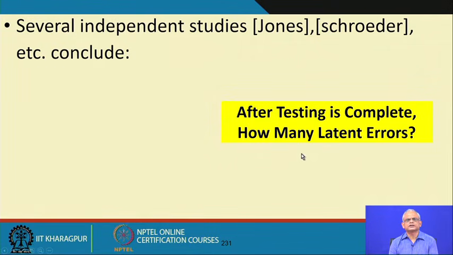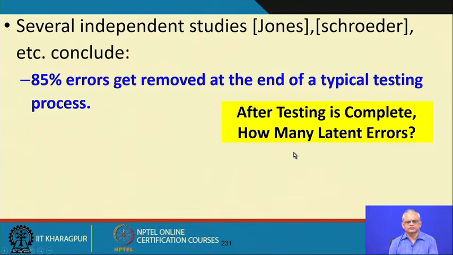Several studies have been undertaken on this issue, Jones, Schroeder, etc., but then they conclude that a typical testing process removes 80%, 85% of the errors, and 15% continue to stay, and those are called the latent errors. But then why can't we remove more errors? Can't the testing techniques remove 99.9 or 100% of the errors? Why do they remove only 85% of the errors?